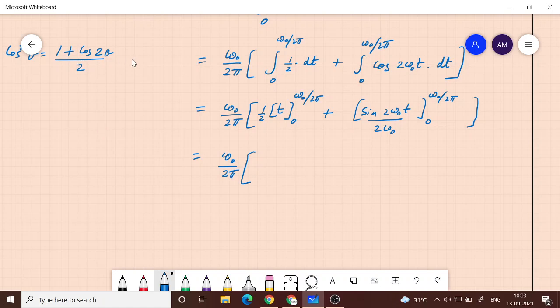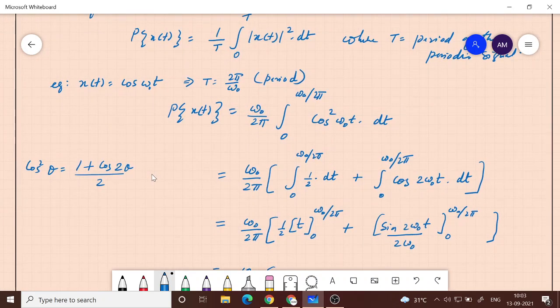I think I made a mistake. T is 2 pi by omega 0. So I should put not omega 0 by 2 pi, but 2 pi by omega 0. All places, the upper limit is 2 pi by omega 0. T is 2 pi by omega 0.